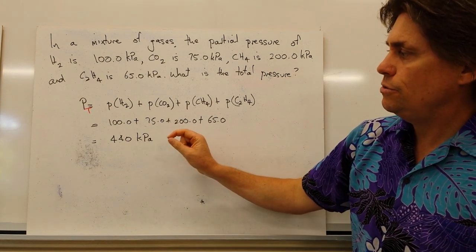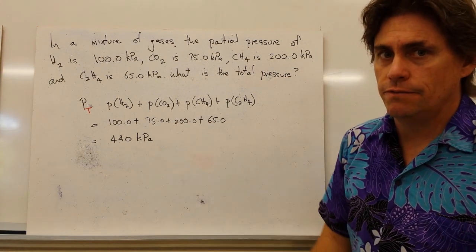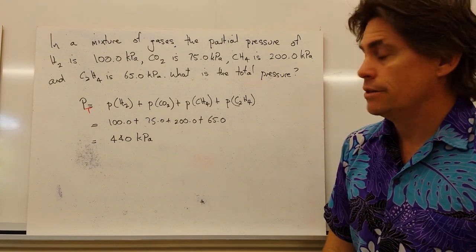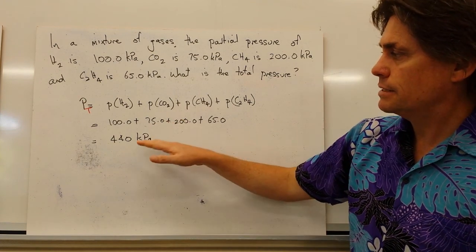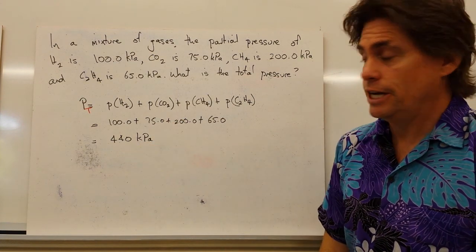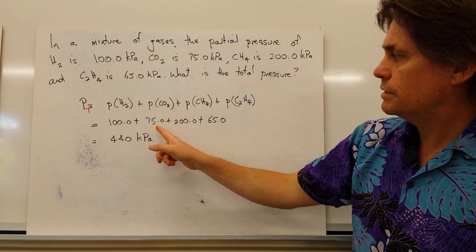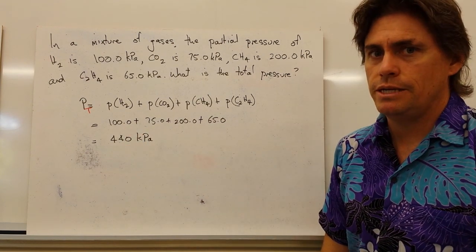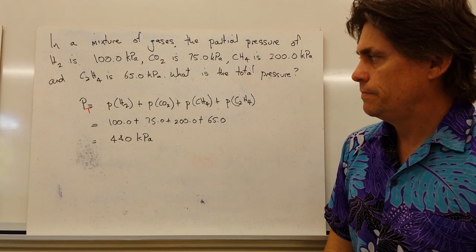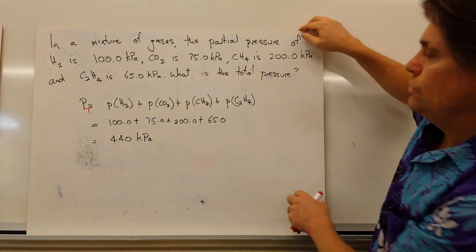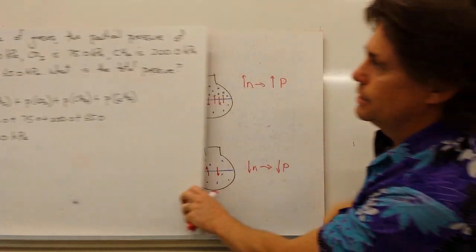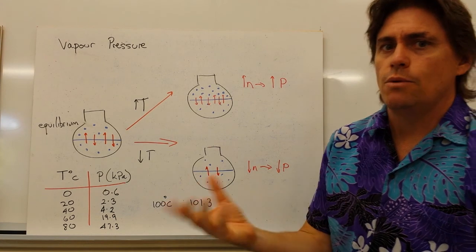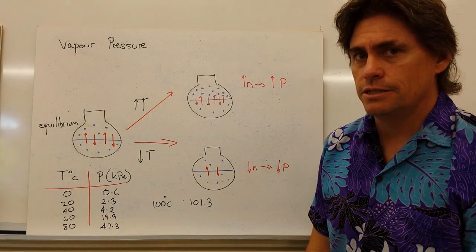What this is assuming is that we don't change the volume. If we change the volume, we obviously change the pressure. We know that from Boyle's law, but we're making the assumption that our volume doesn't change. So we've got 100, 75, 265, which gives us a total pressure of 440 kilopascals overall. Now we can also use this quite practically to work out what the vapour pressure is in our system as well.